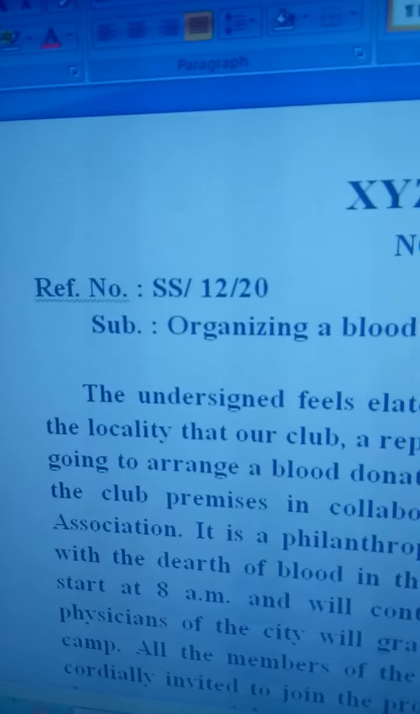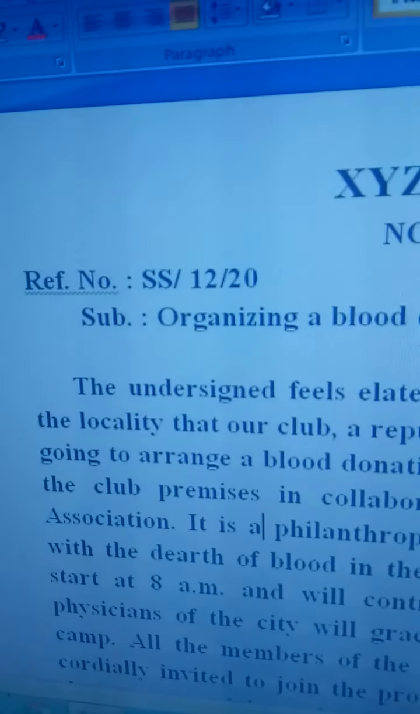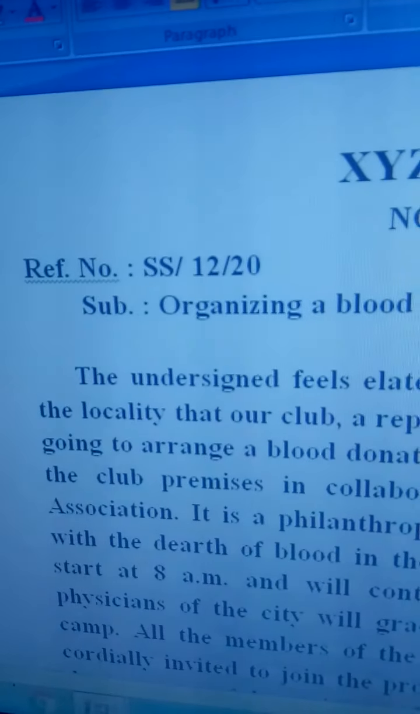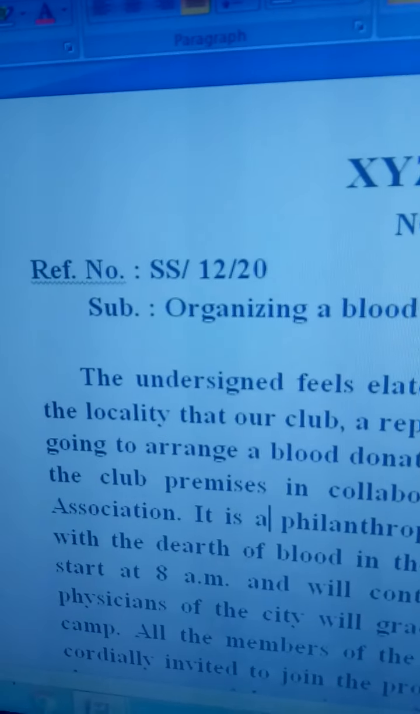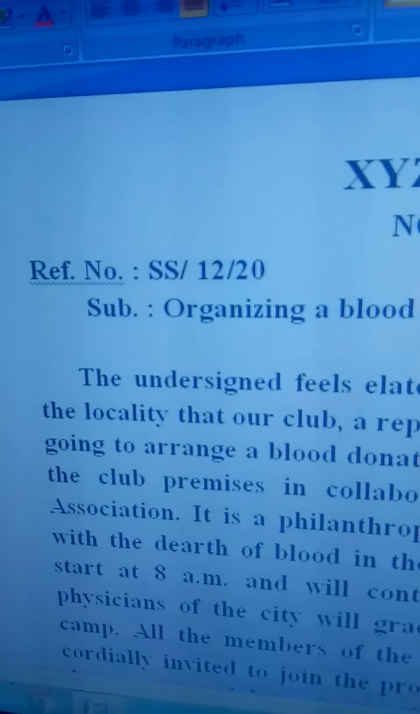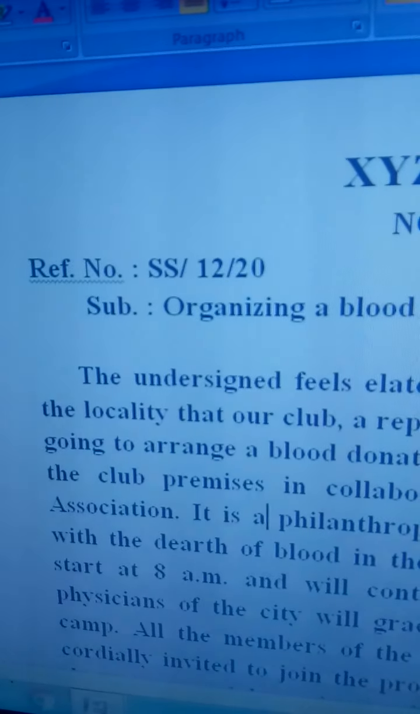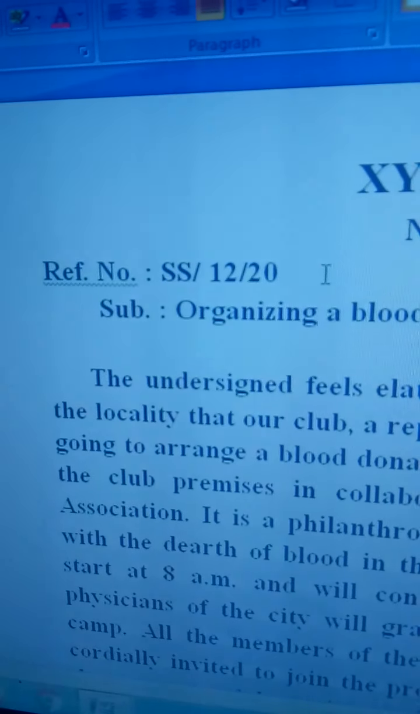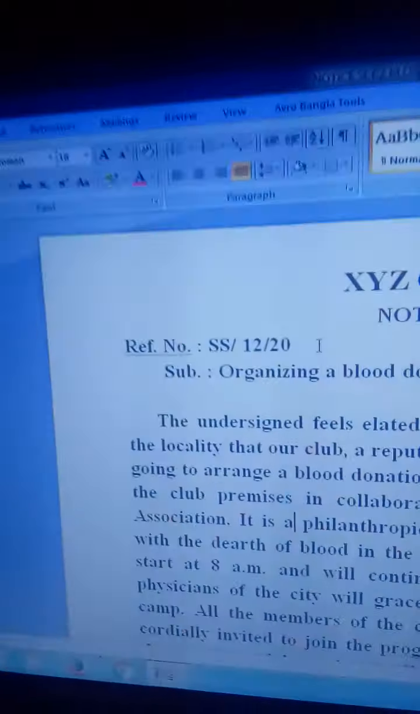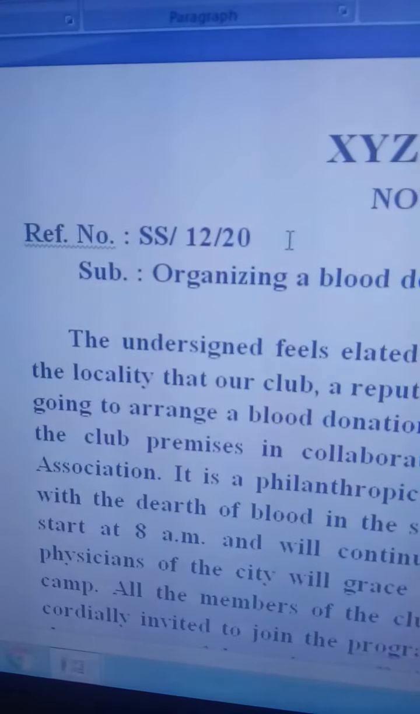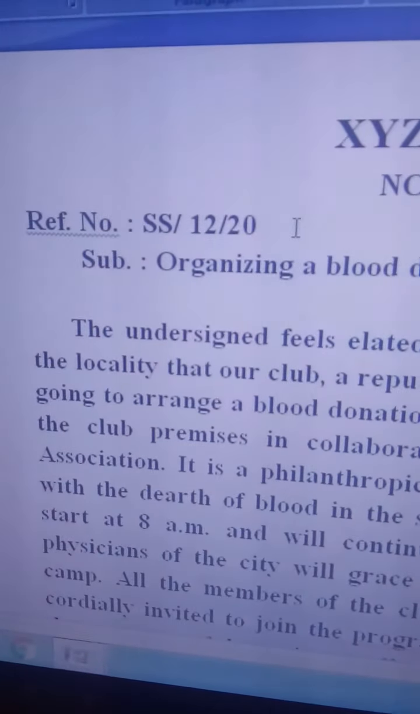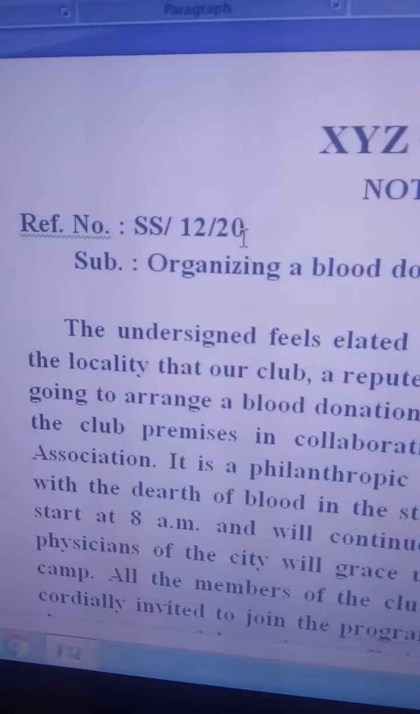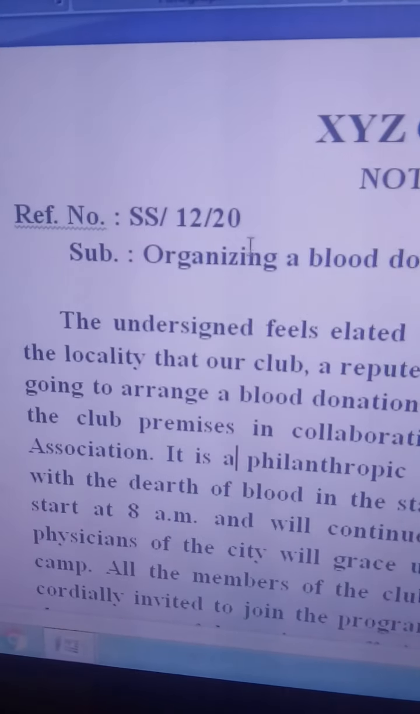Reference number, and here SS stands for social service. The notice is about a blood donation camp and this is a social service, so SS/12. This is an imaginary number: this year 11 notices have been issued on this topic, that is social service, and next slash the year, that is 2020.